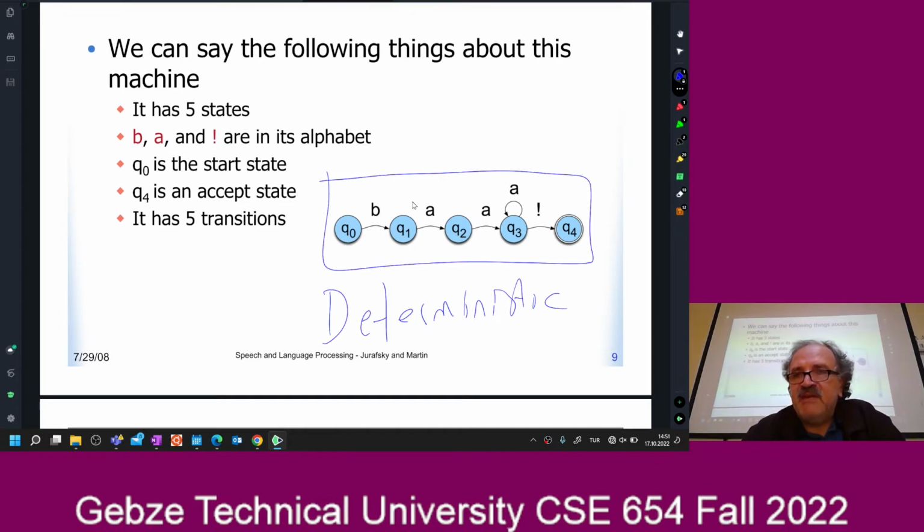So if somebody gives me B, A, an exclamation mark, then this is an acceptable string for this language. Very simple language, but using this formalism, I can say this is acceptable. Okay, so I think this is what we covered previously.